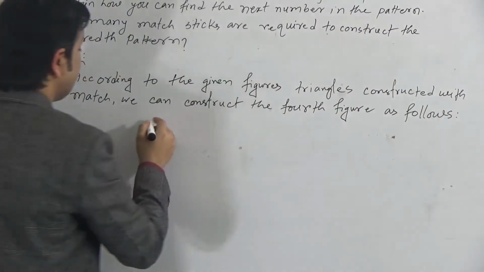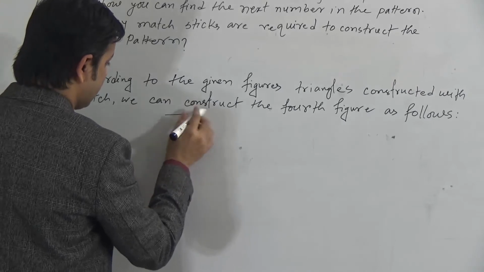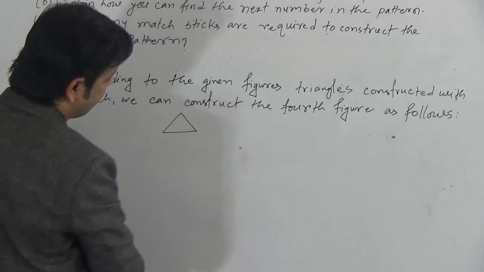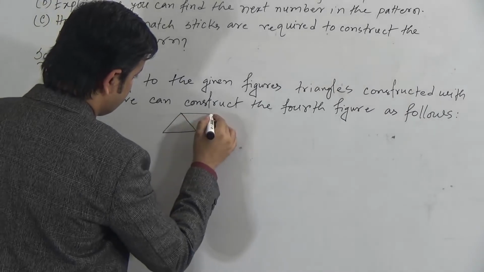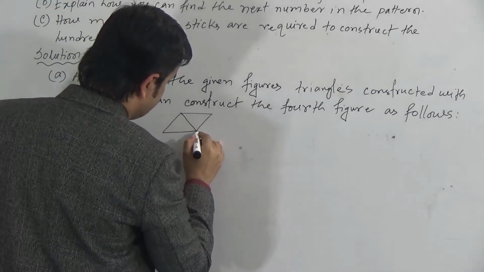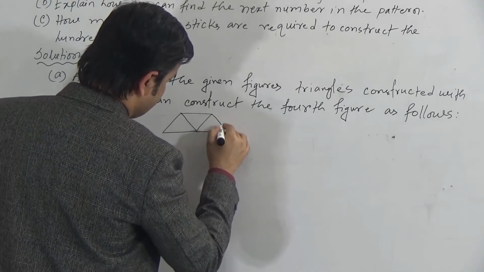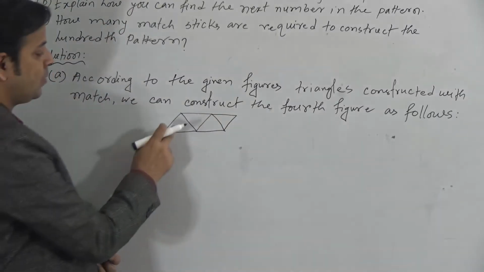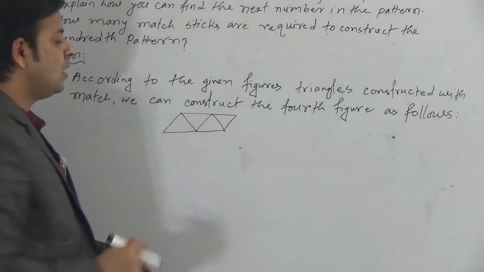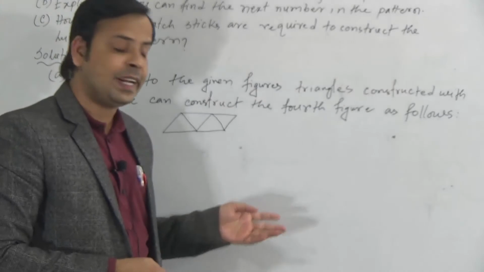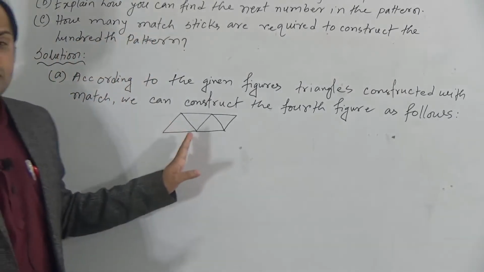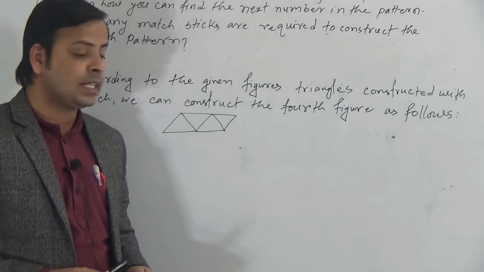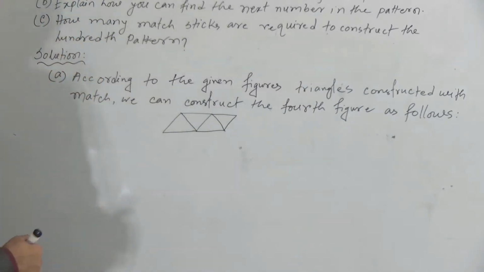So the fourth figure will be, there will be four triangles here. In the first figure, there is one triangle. In the second figure, there are two triangles. In the third figure, there will be three triangles. In the fourth figure, there will be four triangles. So now, see how many triangles here? 1, 2, 3, 4. So, this is the fourth figure. And these four triangles are constructed with matchsticks. So counting the matchsticks, we can say the number of matchsticks in the fourth figure.